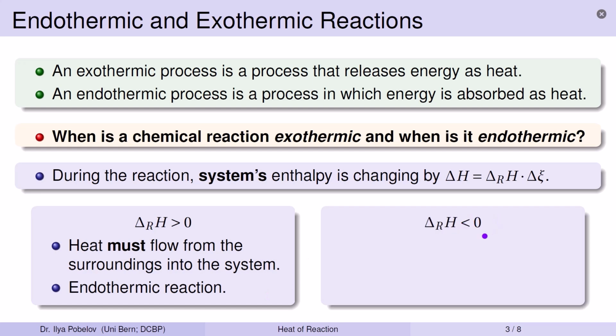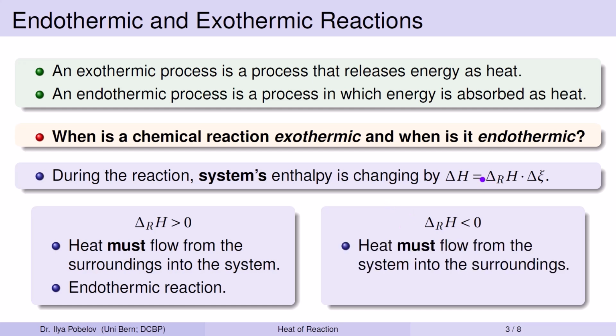On the other hand, if the reaction enthalpy is negative, the enthalpy of the system decreases during the reaction. The decrease of system's enthalpy must be released into the surroundings in the form of heat. This reaction produces heat and is characterized as an exothermic process.